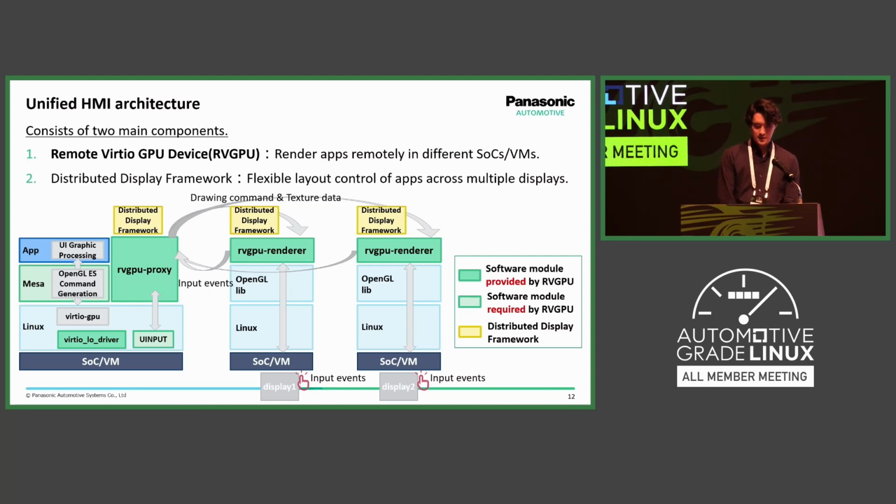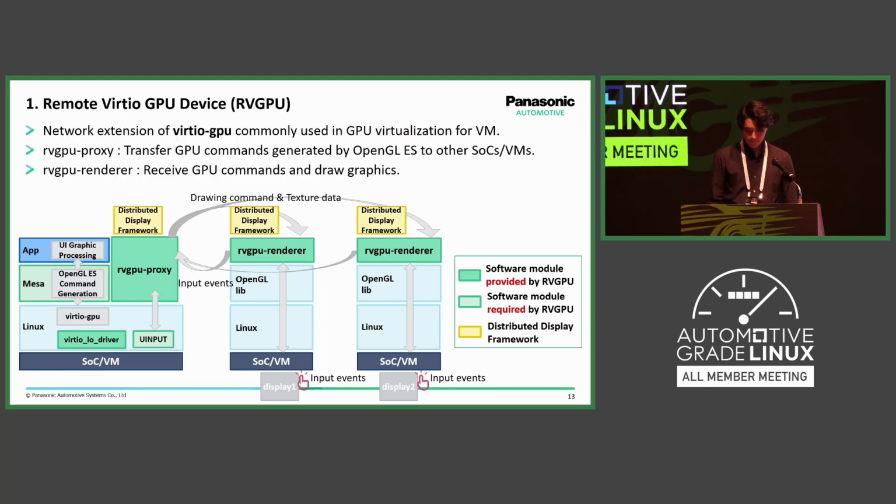Thanks to this system, Unified HMI allows for flexible development of the entire cockpit UI and UX across multiple displays, independent of hardware and OS configurations. The following describes these two components in detail. First is RVGPU.